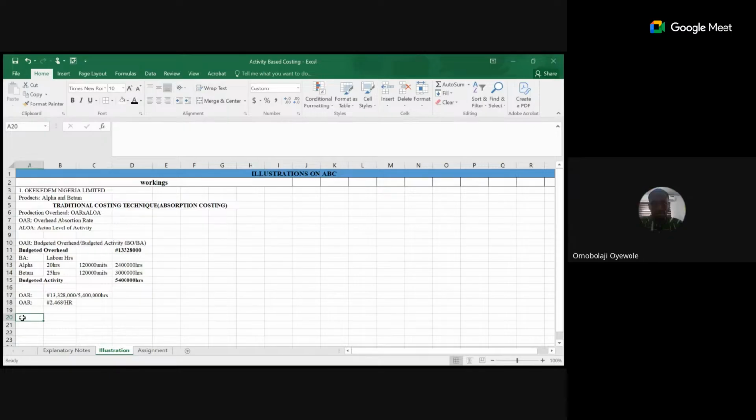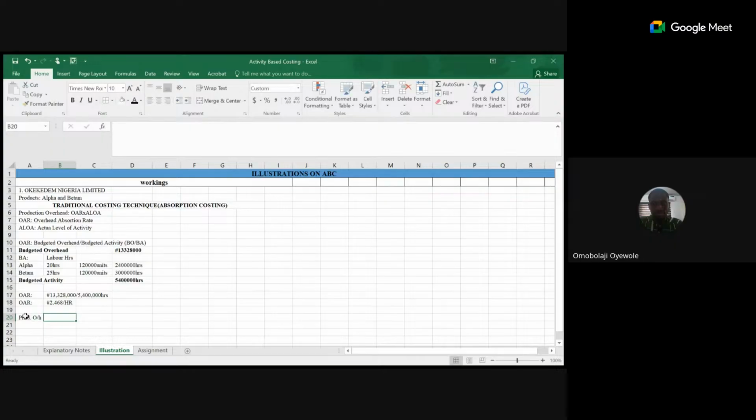Now, having calculated our OAR, what will be our actual level of activity? Remember, our actual level of activity for product A, Alpha, is 2,400,000 hours. Then our actual level of activity for product B, which is Betam, is 3 million hours. So having calculated our overhead absorption rate, what we are now going to calculate will be our production overhead. So let's go.